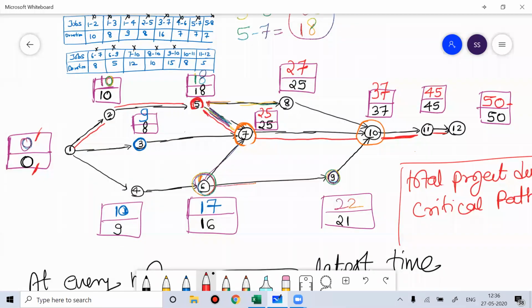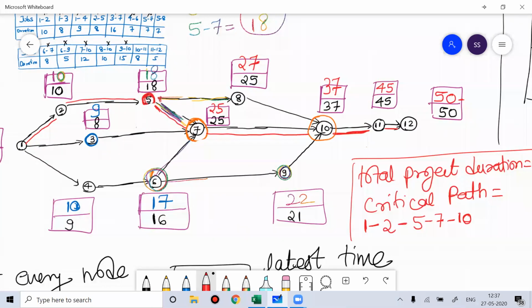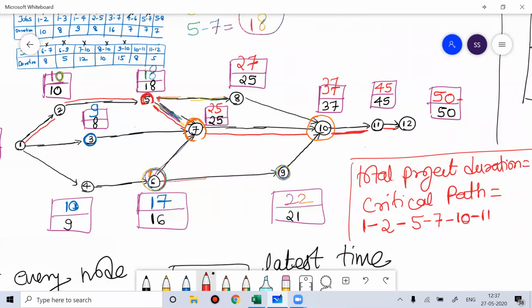So your critical path would be what? Your critical path is 1 to 2, then 2 to 5, then 5 to 7, then 7 to 10, then 10 to 11, and then 11 to 2. That is called critical.